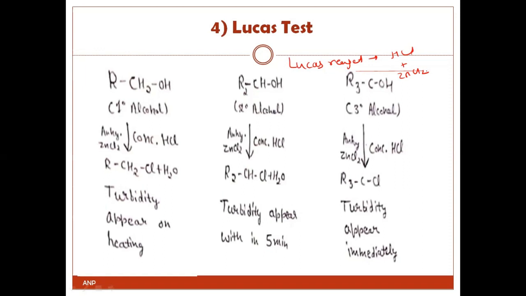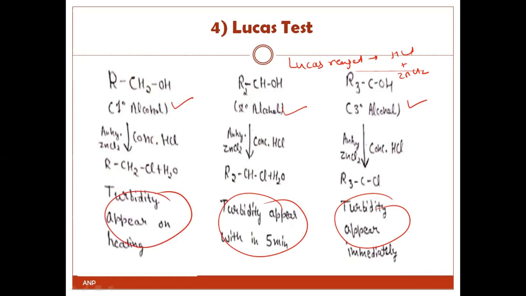So the three types of alcohols undergo this reaction at different rates. Tertiary alcohols react with Lucas reagent very rapidly. Secondary alcohols react somewhat slower, and primary alcohols react with Lucas reagent even more slowly, only at high temperatures. So the reactivity of alcohols: tertiary alcohol is greater than secondary alcohol is greater than primary alcohol.